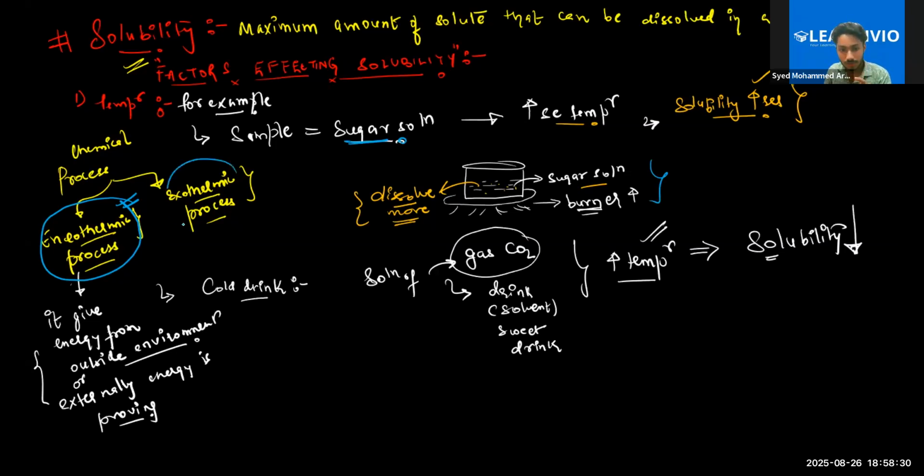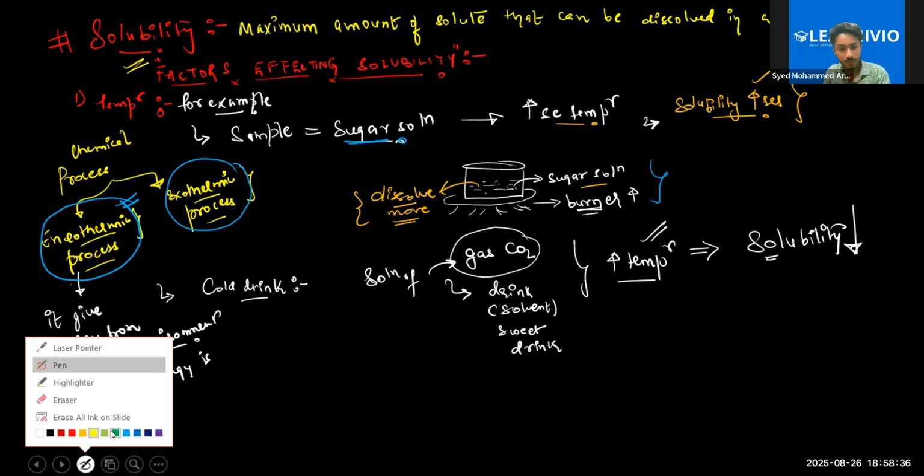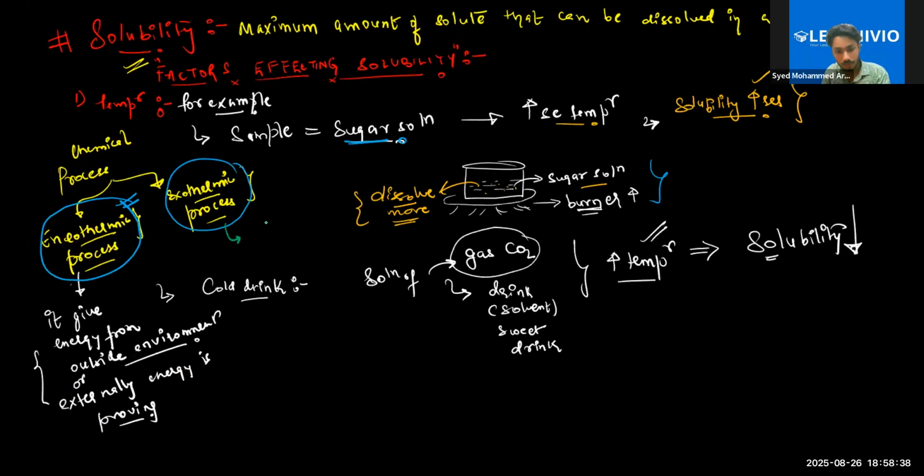And the processes which release energy: it is a process in which the energy is going to be released out at the end of the chemical reaction. Such types of processes are known as exothermic processes.